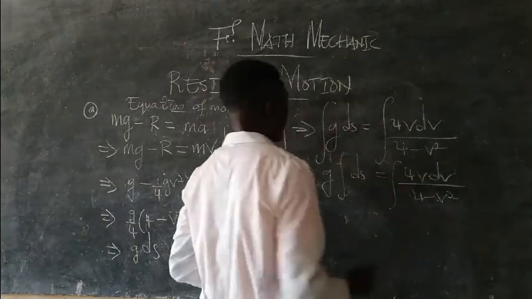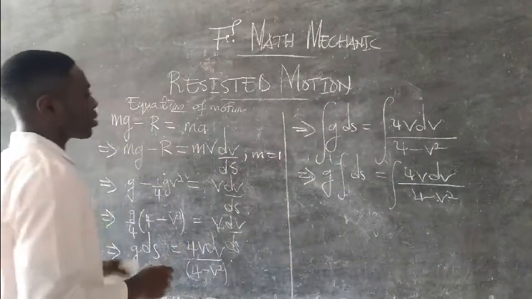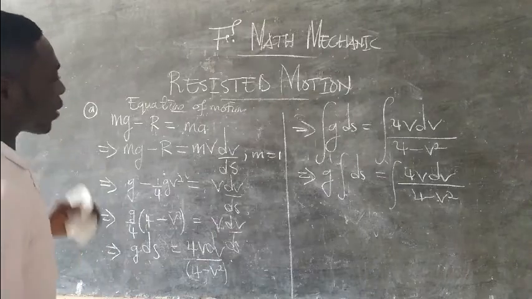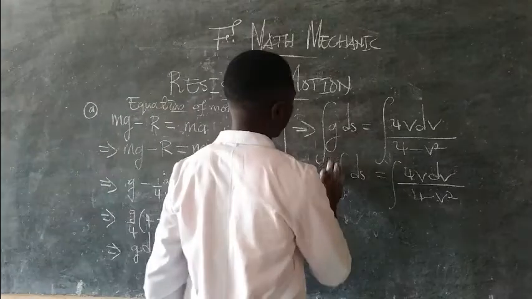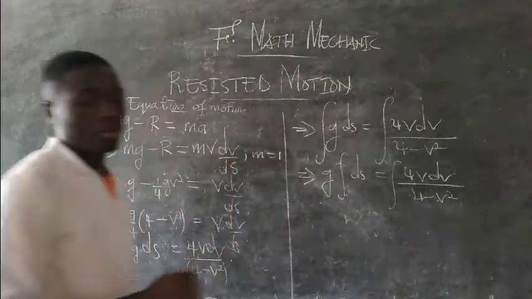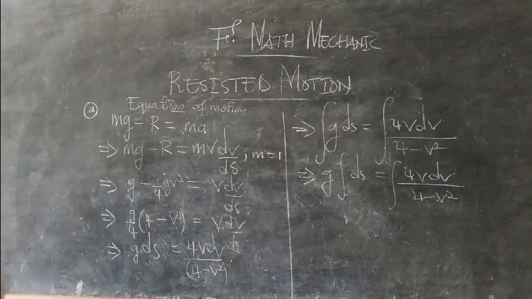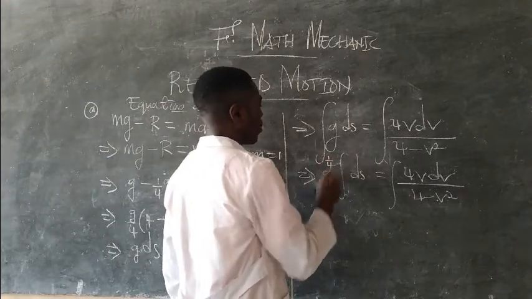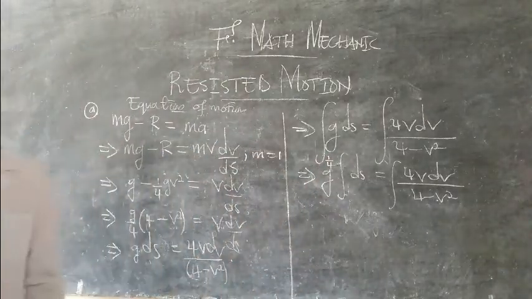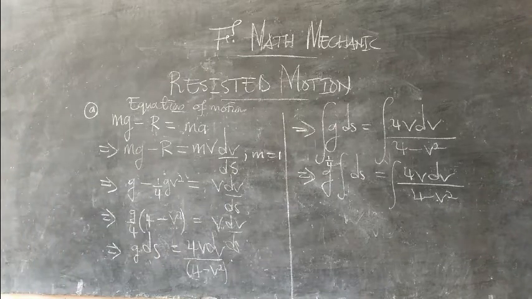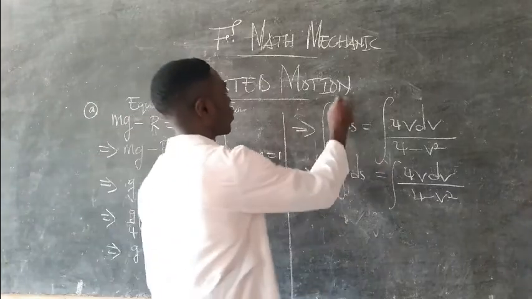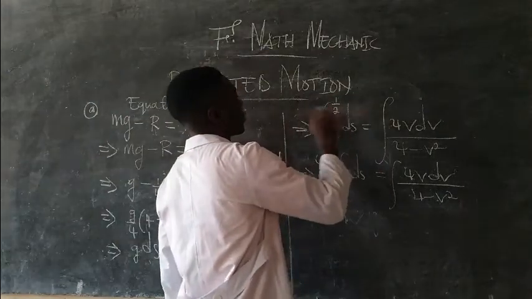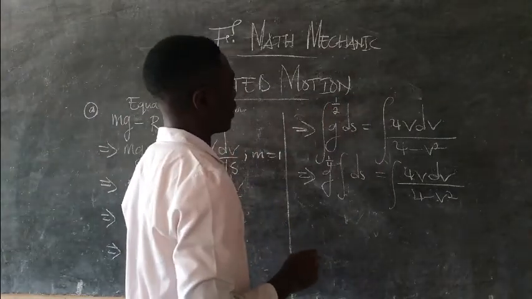Now what are the limits of our integration? Remember the initial speed of the particle. The particle was fired with an initial speed of 1/4 meters per second, and then the final speed v was equal to half. That's the final speed v.